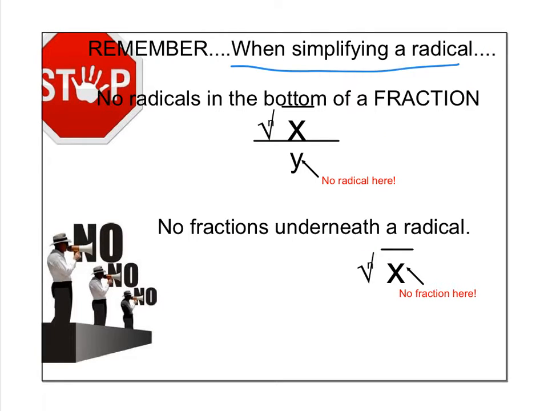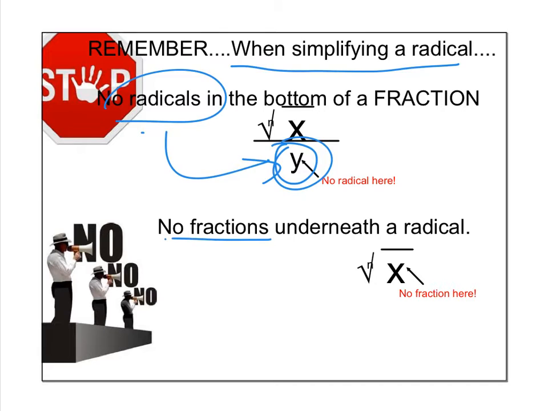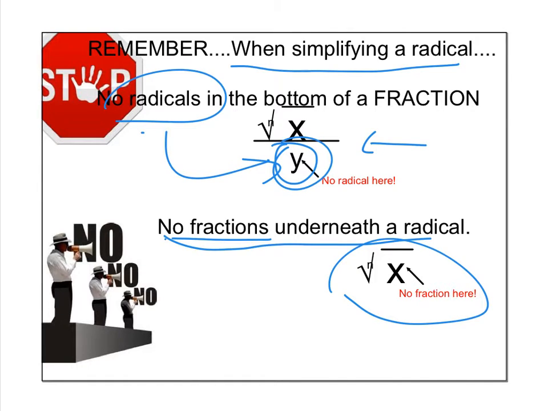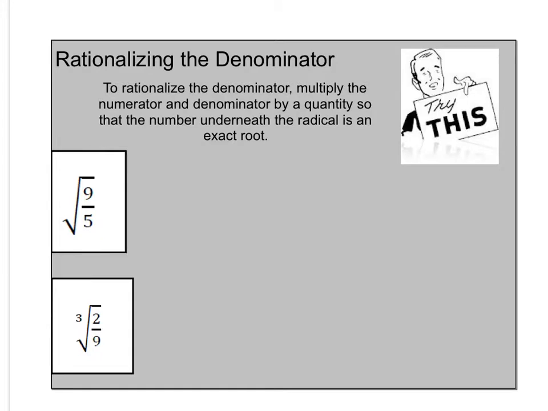Simplifying a radical: no radicals in the denominator of a fraction, and no fractions underneath a radical. The reason for that is that a lot of radicals are continuous, so it's like you're trying to divide by something that never ends, because sometimes the square root never ends. And no fractions underneath the radical, because you can always try and simplify that. If you have a fraction underneath the radical, then you will have a radical in the bottom, and that's not okay.